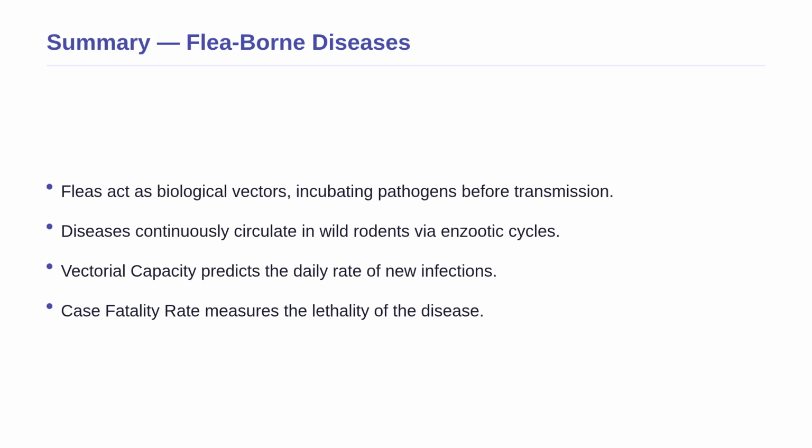To wrap up our lecture, let us review the most important ideas we have covered today. First, fleas act as biological vectors, meaning pathogens like the plague actually multiply inside them before being transmitted to humans. Second, we learned that diseases continuously circulate in wild rodents through enzootic cycles, posing an ongoing threat. Finally, we used mathematical tools like vectorial capacity and case fatality rate to predict outbreaks and measure their deadly impact.